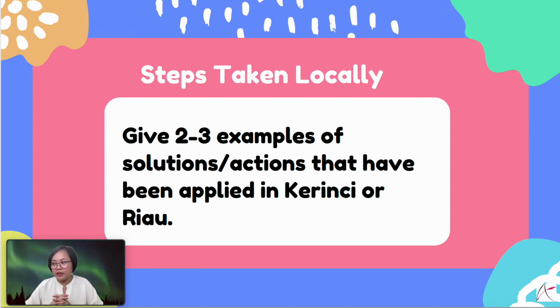What happened after they applied the solution? Okay, what happened? Did they improve? What was the improvement? Okay, what changes happened? Okay, so I would like you to include that also in the examples. Actually, the results are important, because that's going to prove that the solution that you are proposing in the PYP exhibition is actually effective, right? Okay, so that's for the steps taken locally. So until national. Okay, so Kerinci, Riau, Indonesia, those are all local steps.